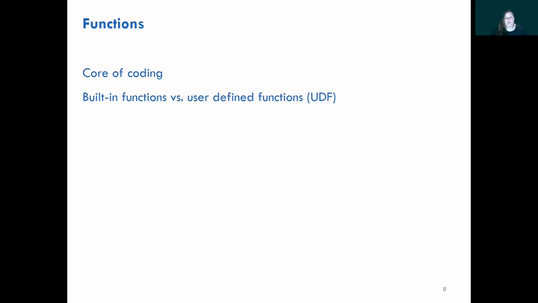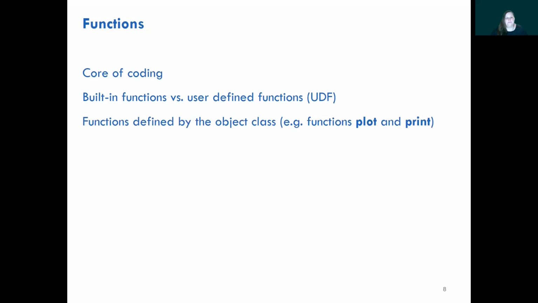So these are all the functions that come with the packages, and are also part of base R. But there are also the user-defined functions. These are the functions that you can write yourself and then use within your scripts. There are also specific functions that are defined by the object class, for example, the functions plot and print.